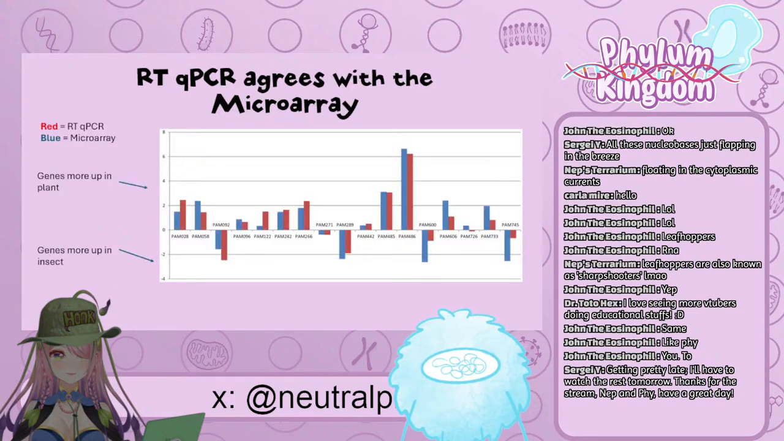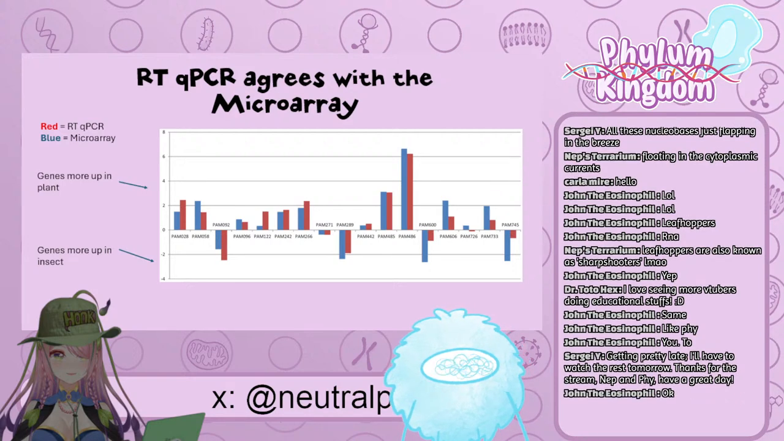And here is that data. In red, we have the data from the RT-qPCR, and in blue, we have the microarray. Basically, what we want to see is that blue and red are in agreement. That gives us greater confidence that our techniques were working properly. The values that are above zero are genes that are more upregulated in the plant. Those are our best candidates for treatment. And the bars below zero are genes that are more upregulated in the insect.